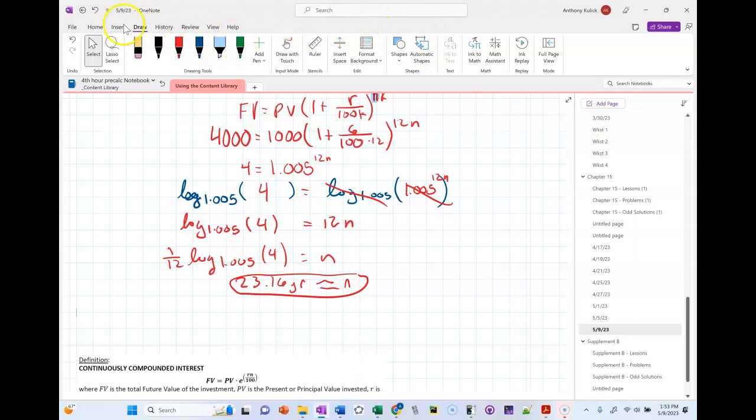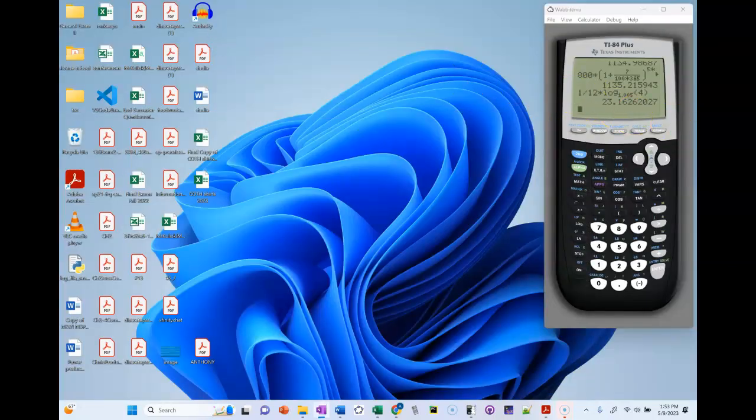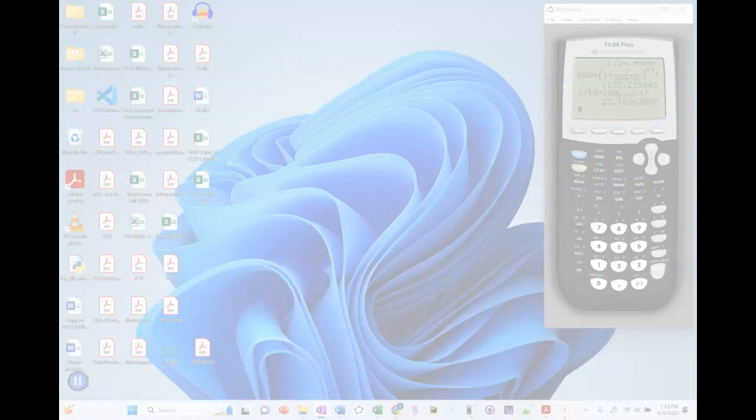Notice that to solve for time, I need to use a logarithm, right?